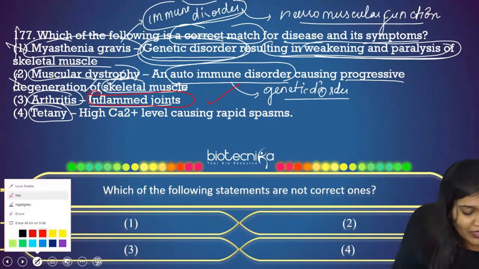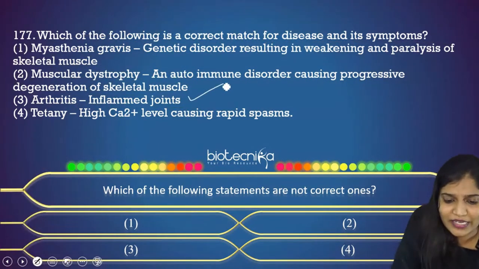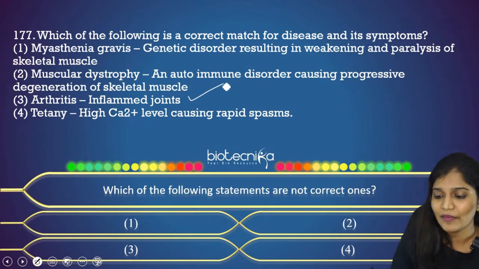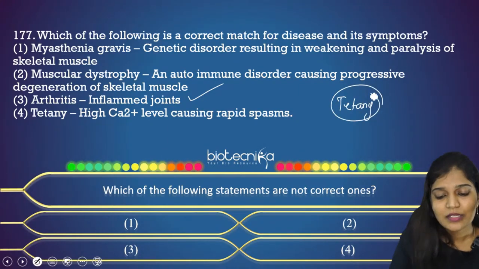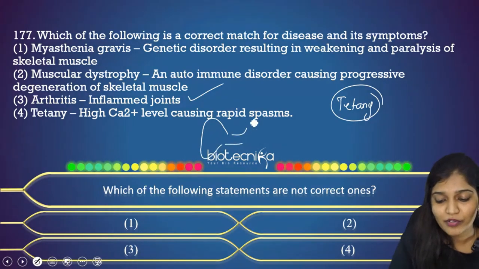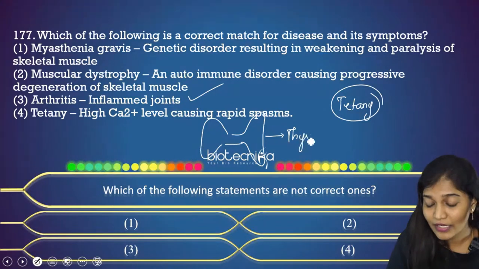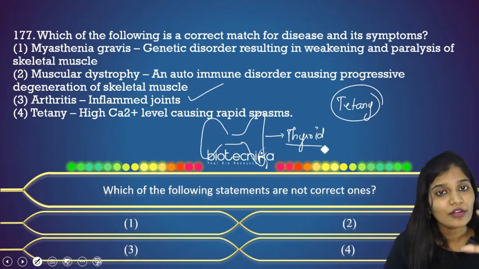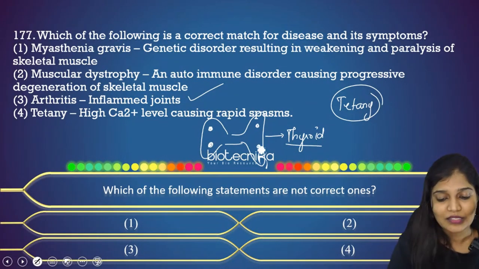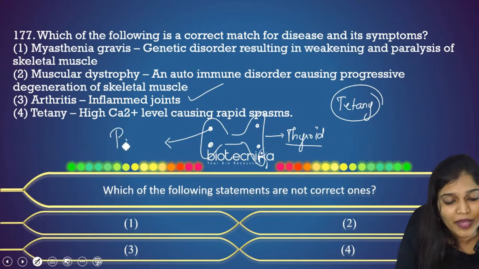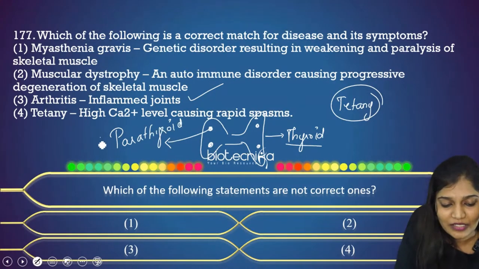But let's check the next statement, which is tetany. The correct answer is three, but let's talk about tetany. So what is this tetany? This is actually a problematic situation. Suppose you're talking about the thyroid, which is a butterfly-shaped gland. Thyroid is going to be two in number lobes. Inside the thyroid, you're going to see four glands, and these glands are called parathyroid glands. So you're going to actually see four parathyroid glands.